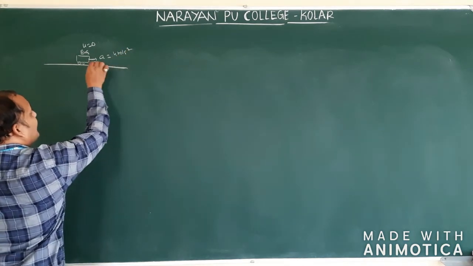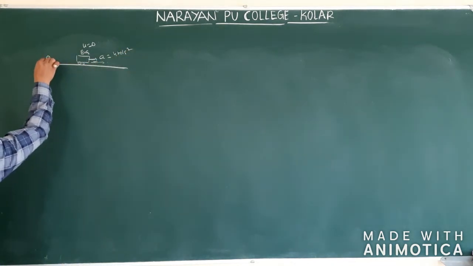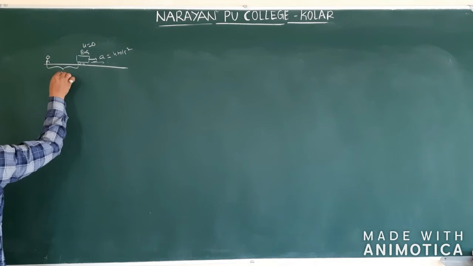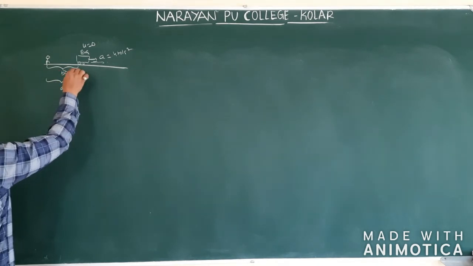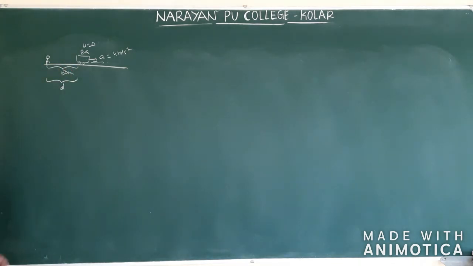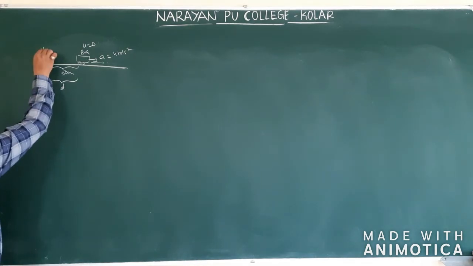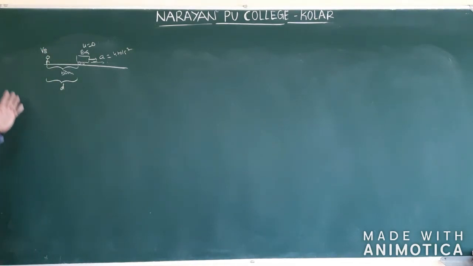4 meter per second square in forward direction. So a boy is standing here at a distance of 50 meters. This distance is d. Now, with what velocity should the boy start to cross this bus? Velocity of the boy, Vb. He is just moving with Vb.